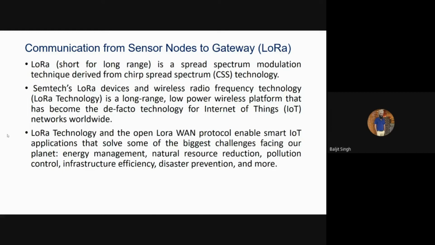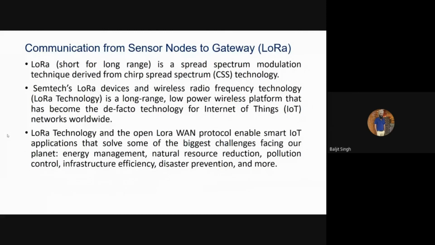somewhat different from the traditional RF transmitter receiver that we use, in the way that, as its name indicates, it is a communication protocol to be used over long ranges, and it uses very low power also. It is a spread spectrum modulation technique derived from the chirp spread spectrum CSS technology. Semtech LoRa device and wireless radio frequency technology.